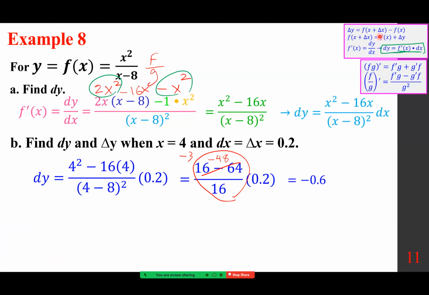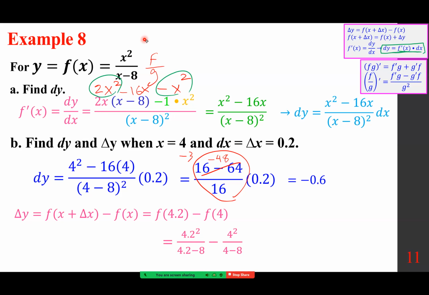Delta y is simply f of x plus delta x minus f of x. So f of 4.2 minus f of 4. So plug in 4.2, 4.2 squared over 4.2 minus 8, and plug in 4. Just do the math. You can use even a calculator and end up with negative 0.6421. Notice the two values are extremely close.